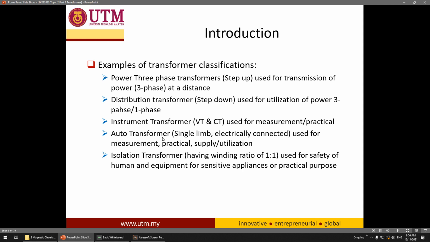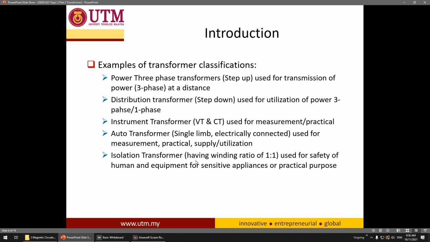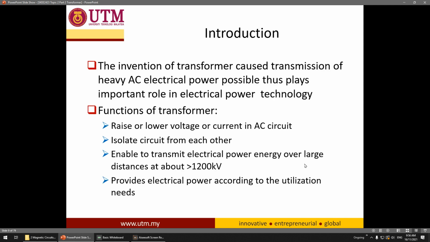You have the auto transformer, used for measurement, protection and supply utilization, and the isolated transformer. This one is more towards safety. It usually has a ratio of 1 to 1. It doesn't step up, it doesn't step down. It's just for safety, because the input and the output are isolated. Because of the transformer, we use an AC system, since we can change the voltage easily using a transformer.